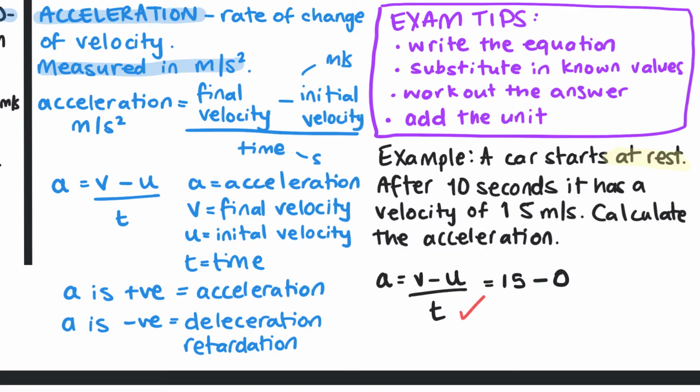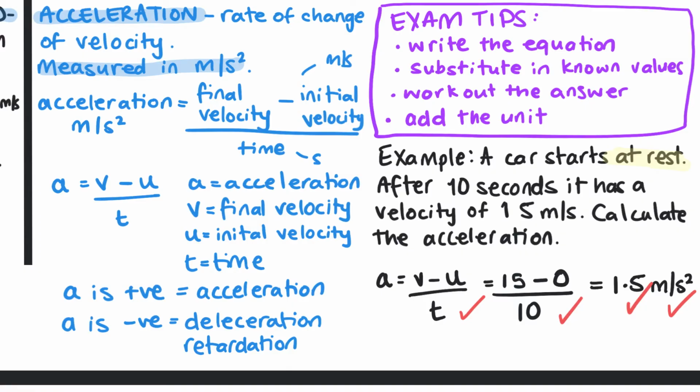So 15 minus 0 divided by the time taken. The time taken is 10 seconds. So we have all our values in. Now we just need to work it out. 15 minus 0 is 15 divided by the 10 seconds gives us 1.5. We do need to add a unit onto that, and since this is acceleration, it's meters per second squared.